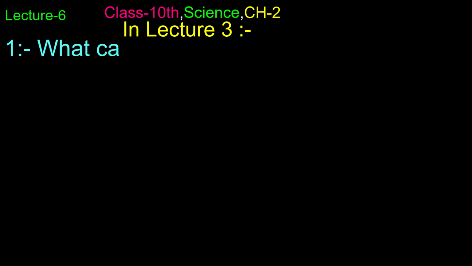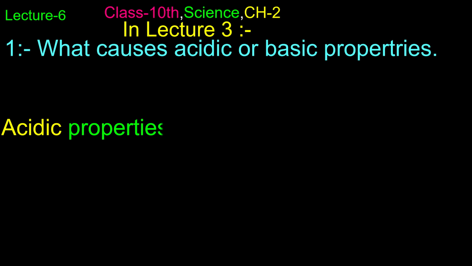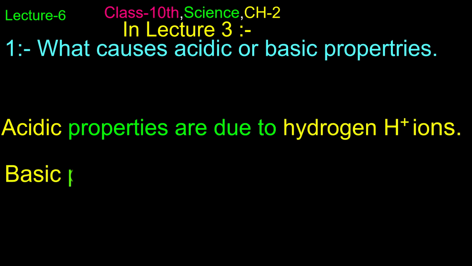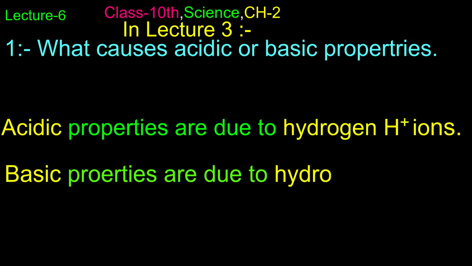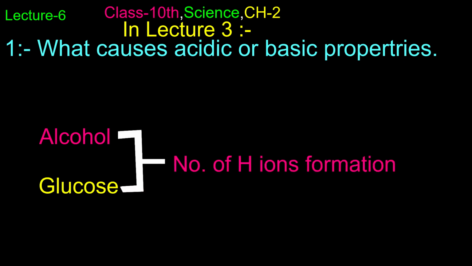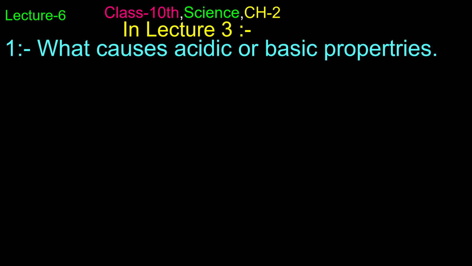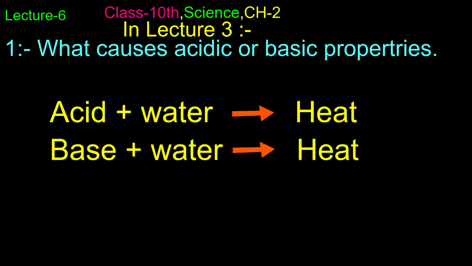What causes acidic or basic properties? Acidic properties are due to hydrogen ions and basic properties are due to hydroxide, or OH negative, ions. Hydrogen-containing compounds like alcohol and glucose do not have acidic properties because they don't ionize to produce hydrogen ions. The same is true about bases. When acids and bases are dissolved in water, heat is liberated.